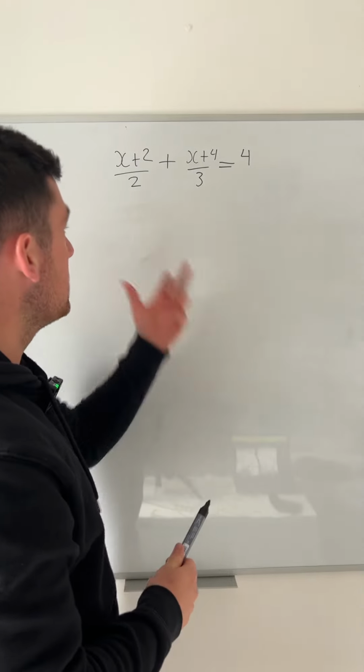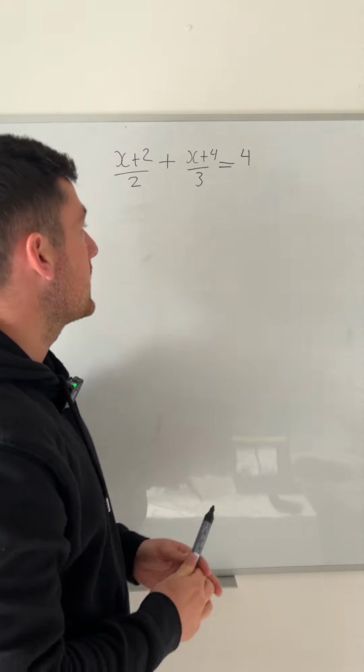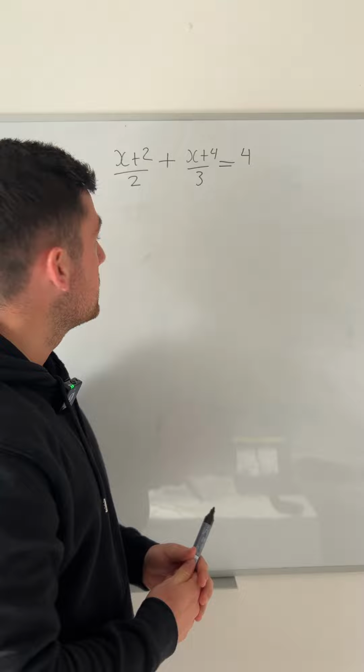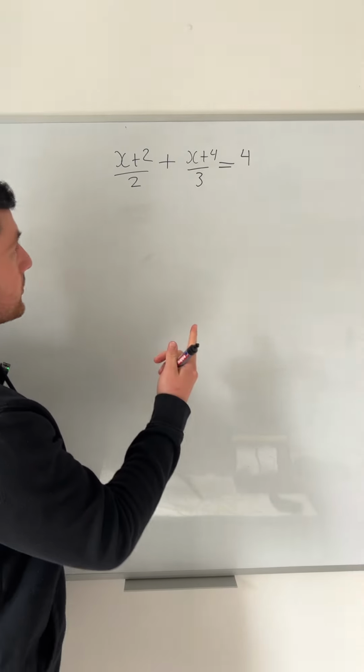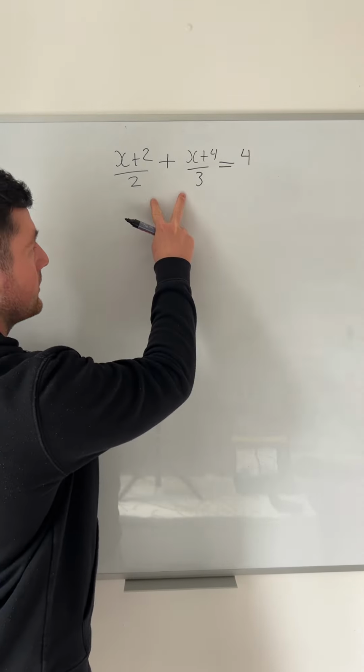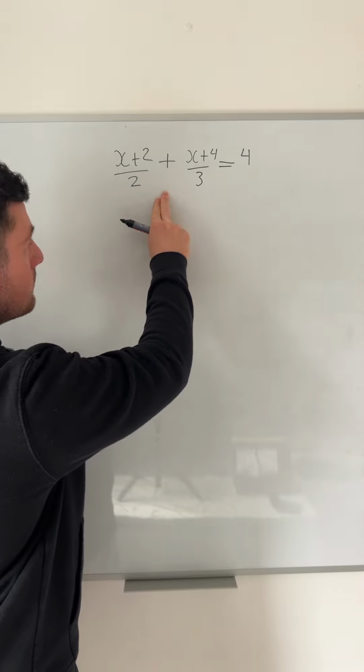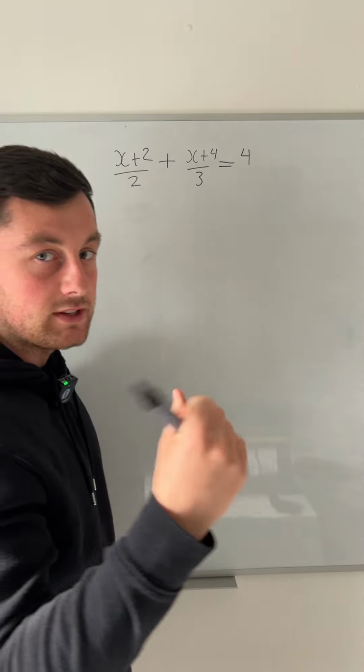If you don't know how to solve these types of equations that involve fractions, you'll know how to do it at the end of this video. So the first thing is that we notice we have two fractions here on this side. How we combine these is that we do a simple three-step method.